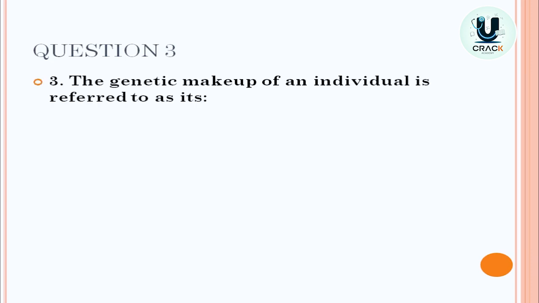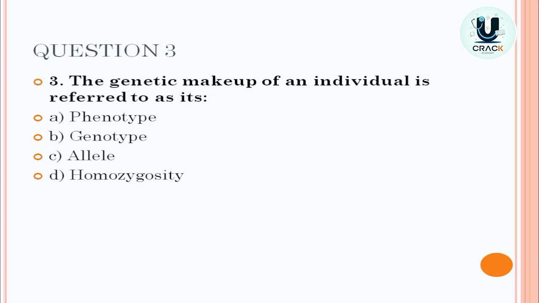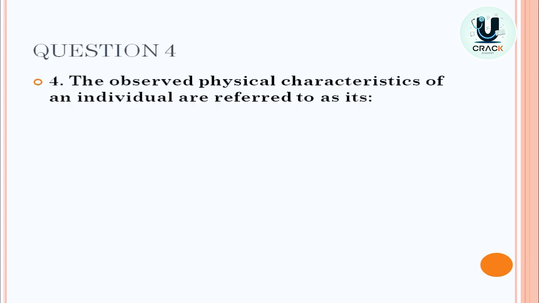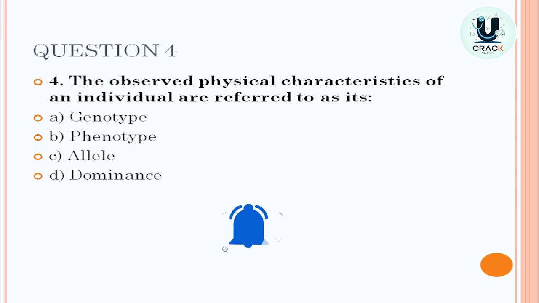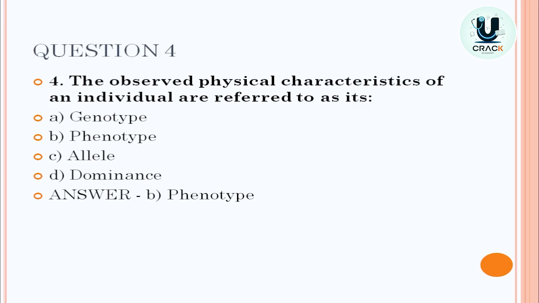Question number 3. The genetic makeup of an individual is referred to as its A. Phenotype, B. Genotype, C. Allele, D. Homozygosity. Answer B, genotype. Question number 4. The observed physical characteristics of an individual are referred to as A. Genotype, B. Phenotype, C. Allele, D. Dominance. Answer B, phenotype.